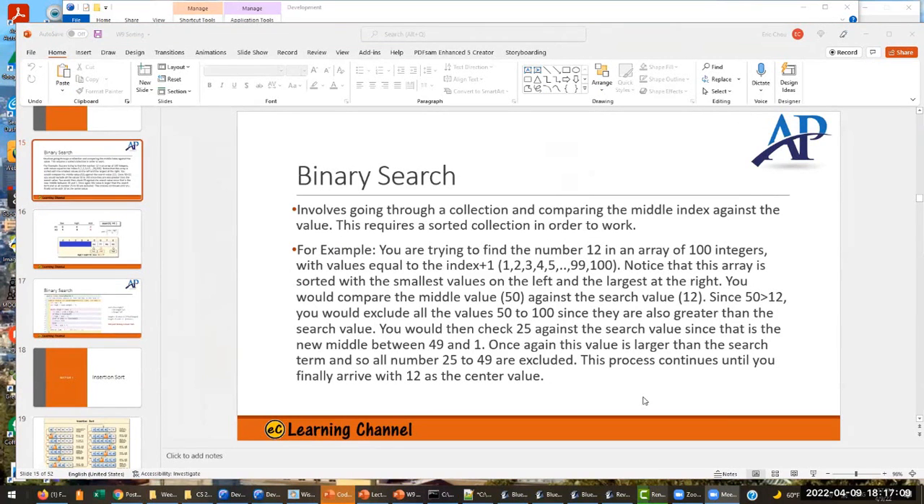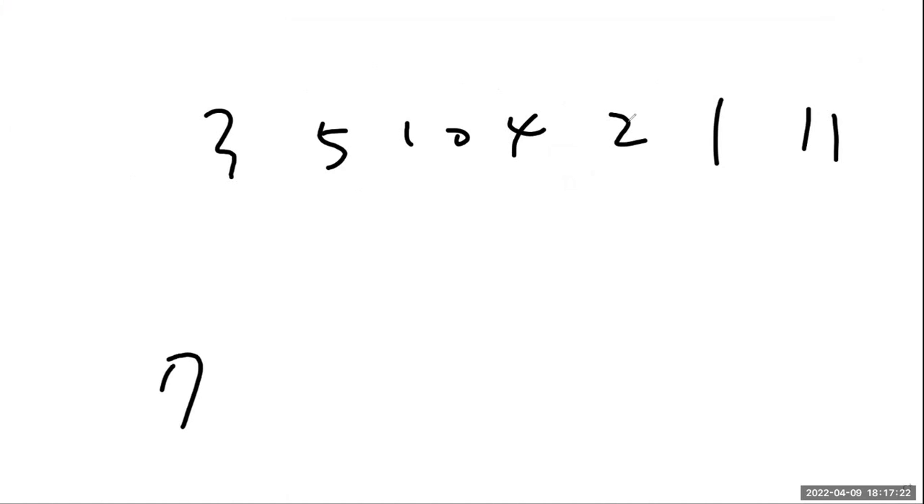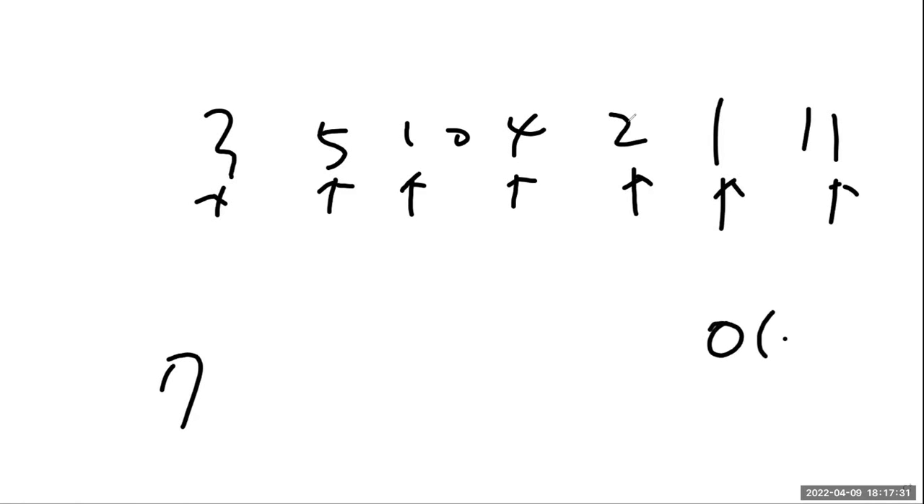So when we do linear search, we have 3, 5, 10, 4, 2, 1, 11. If we try to see if 7 is in there, we need to check the first number, second number, third number, fourth, fifth, sixth, seventh number. So the complexity is order n. You need n time to finish, and this takes too much time.